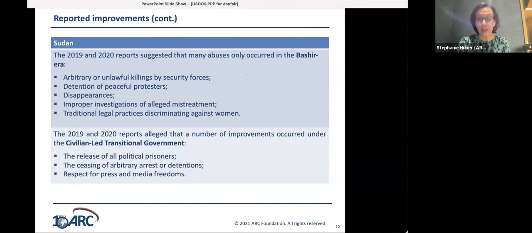With regards to Sudan, we noticed that two kinds of improvements were noted given the political changes Sudan went through in April 2019. So the 2019 report suggested that many abuses only occurred in the Bashir era, despite other sources continuing to document these occurring after the former President Bashir's ouster in April of that year. And also the 2019 Sudan report alleged that a number of improvements occurred under the civilian-led transitional government once it took over in September 2019, such as, for example, releasing all political prisoners or the ceasing of arbitrary arrests or detentions, just to name a few.